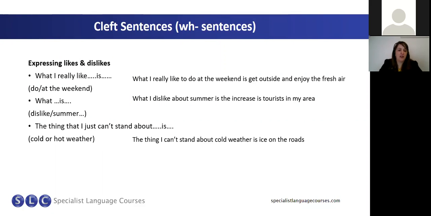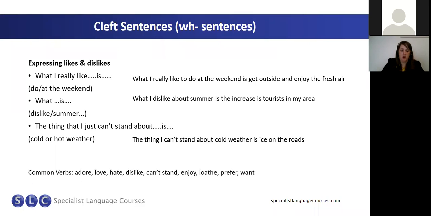Okay, so we've got the first type of cleft sentence using what to express likes and dislikes, and we can replace what with the thing. So we're going to look at some more variations on what. Now, common verbs that you can use with this kind of sentence include adore, love, hate, dislike, can't stand. So all verbs, the kind of verbs that express preference.